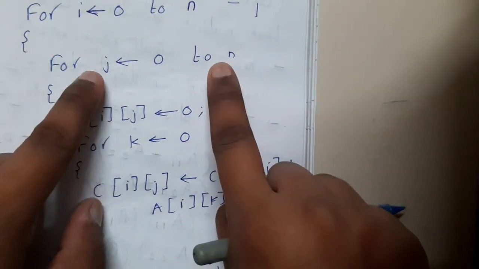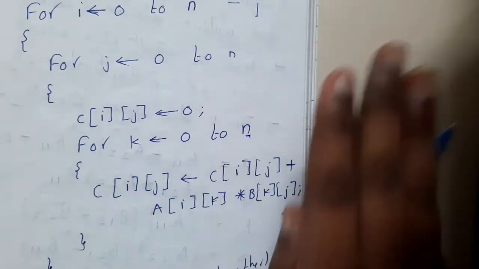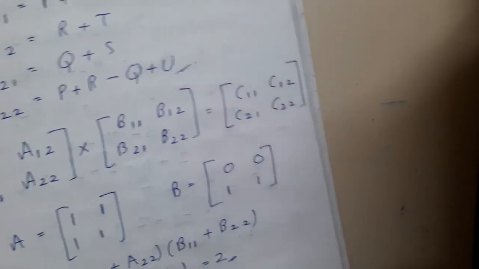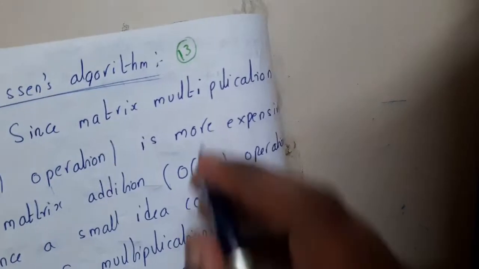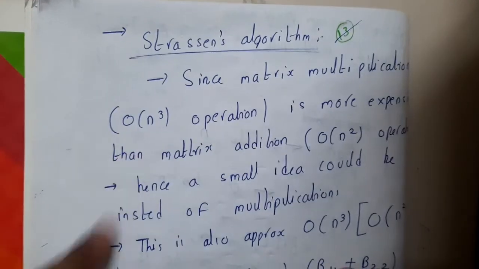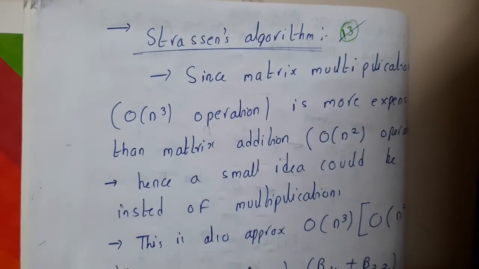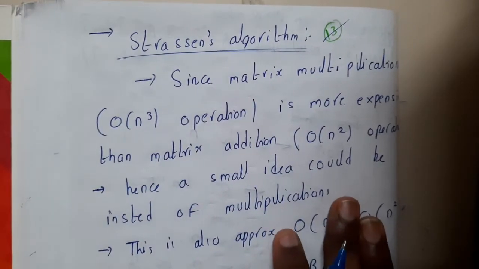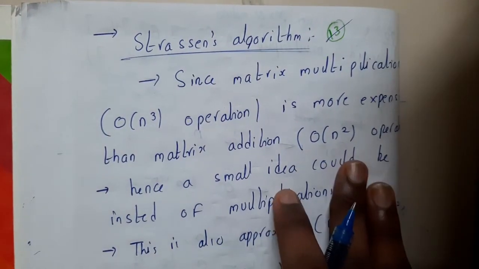Like these two, then these two, right? Okay, so it takes big O of n cube time. That is the reason why Strassen came with an algorithm for it. Basically he told that he can reduce the matrix multiplication operation into approximately big O of n square.